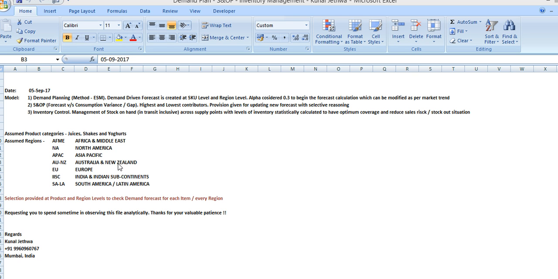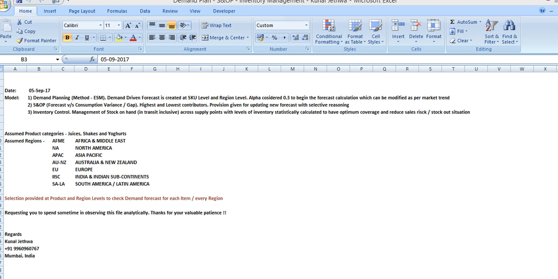Today I'm going to talk about a model which I have made that has synced demand planning, sales and operations, and inventory controlling all together. I call it the beginning of one-click supply chain.